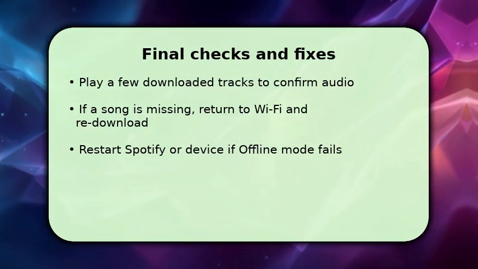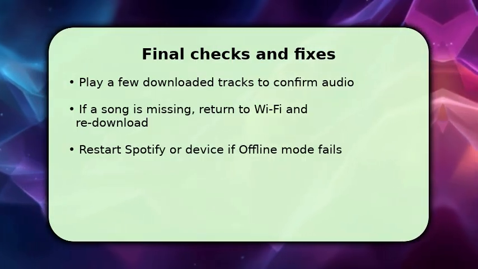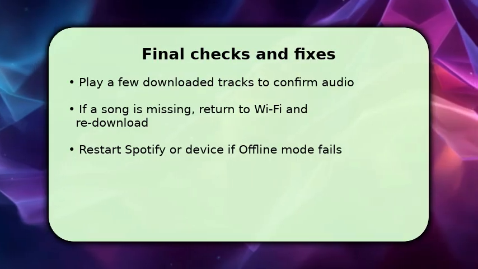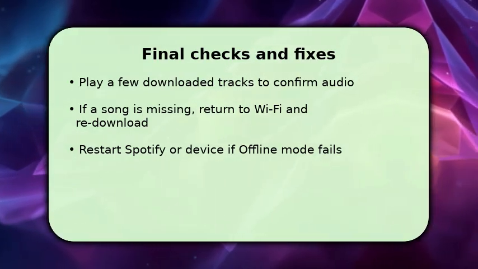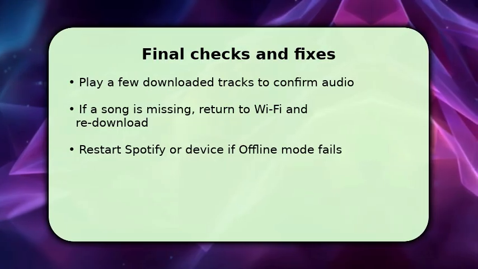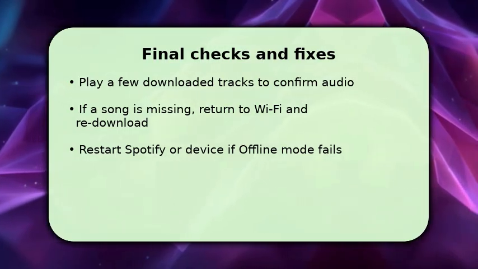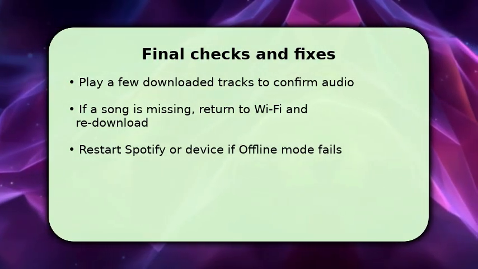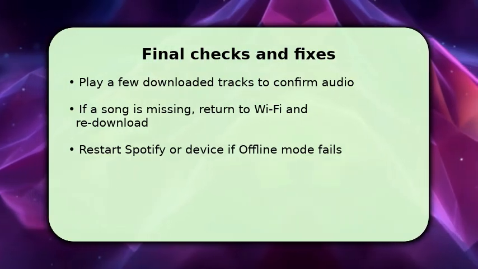If a track is missing or shows a gray cloud, reconnect to Wi-Fi, re-download the playlist, then enable offline mode again. If Spotify won't enter offline mode or playback errors persist, restart the app or device. That clears caches and fixes license checks. If problems continue.